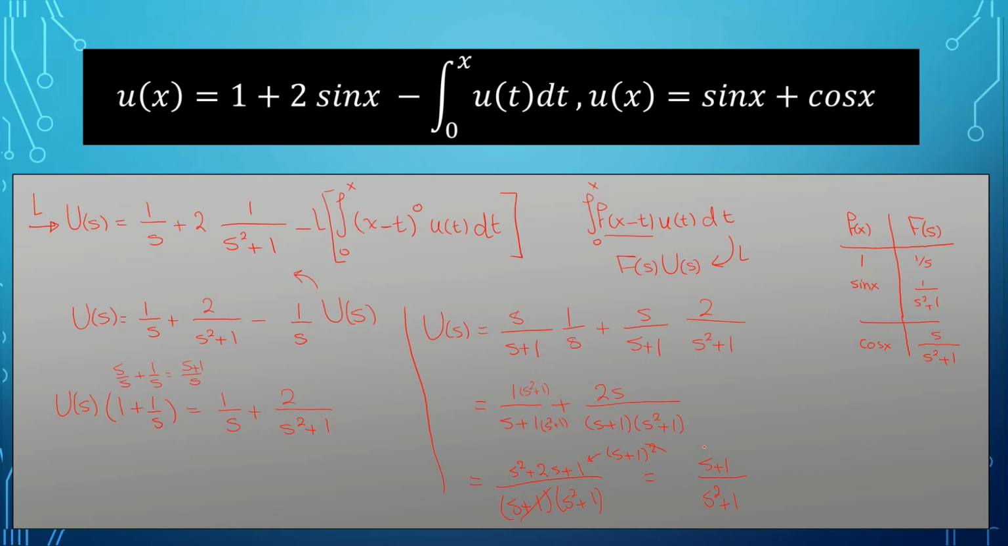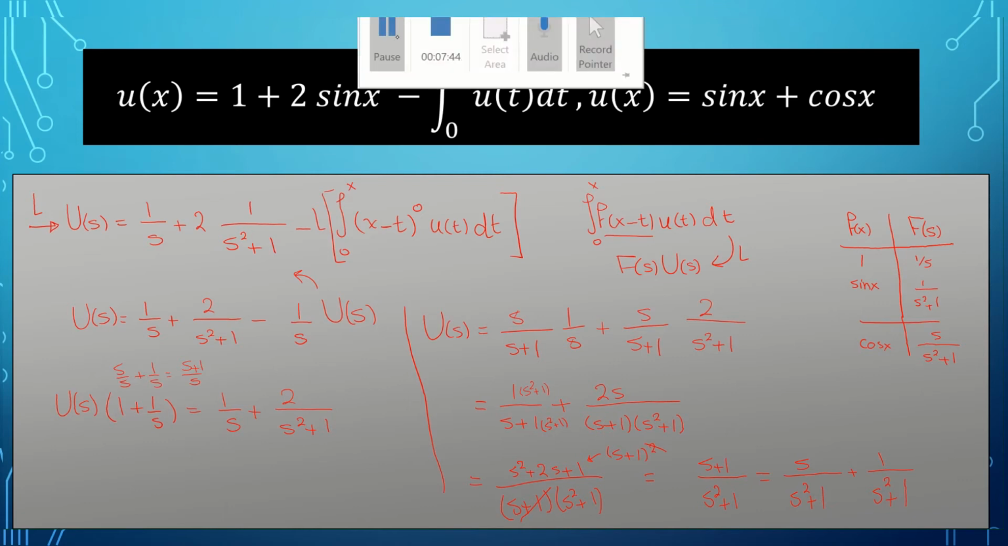Let's distribute the numerator over the denominator. We call this in Arabic توزيع البسط على المقام. We get s over s squared plus 1 plus 1 over s squared plus 1. Okay, now let me clean up the place and then complete.